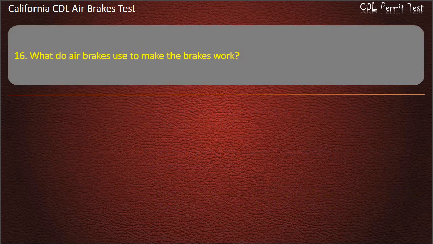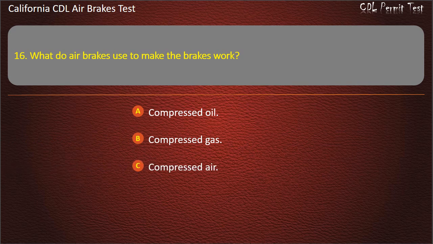Question 16. What do air brakes use to make the brakes work? Compressed oil. Compressed gas. Compressed air. Answer. Compressed air.